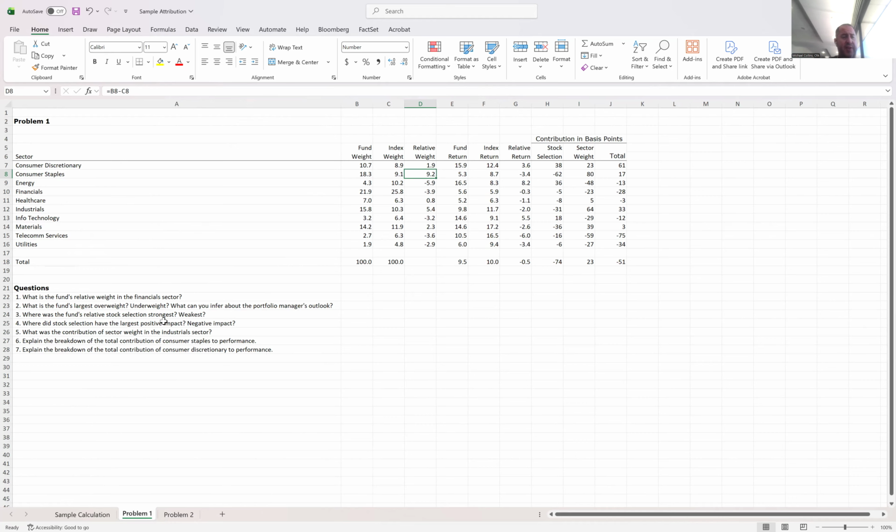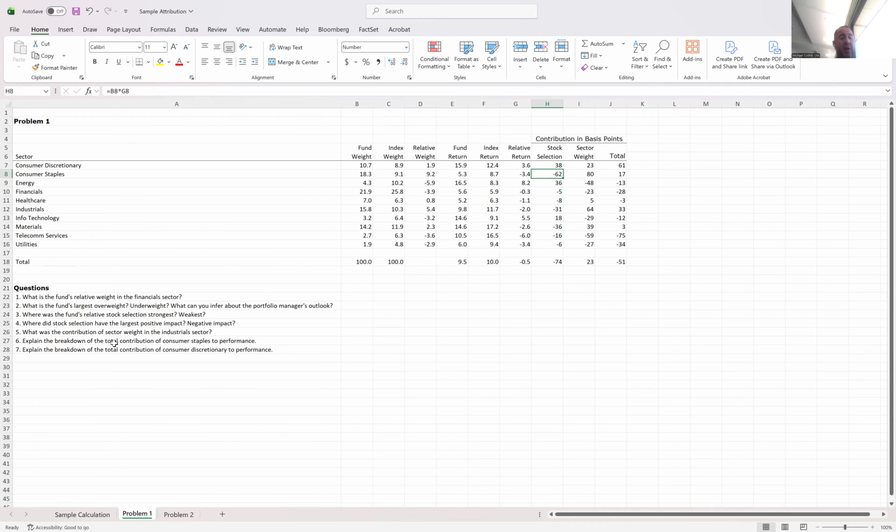Number three, where was the fund's relative stock selection the strongest? Stock selection right here. Strongest appears to be in consumer discretionary. So we see that the stock selection is strongest there. And then the weakest stock selection is actually from Staples. So they had a huge overweight in Staples here, and they actually got the underlying names wrong. You can see here that they were right on their call of Staples. It added 80 basis points, that overweight, but the negative stock selection here mostly zeroed that out.